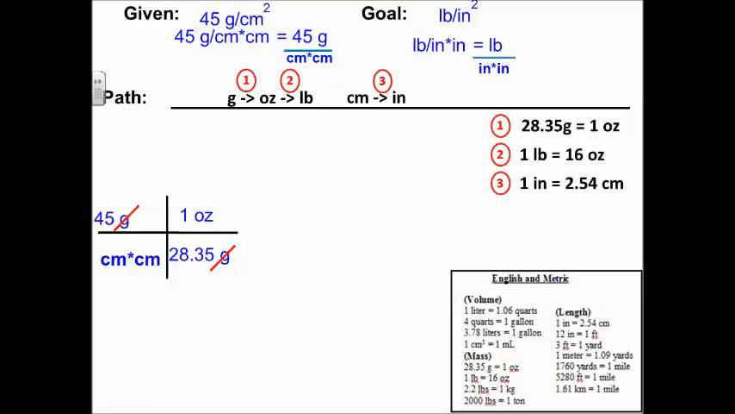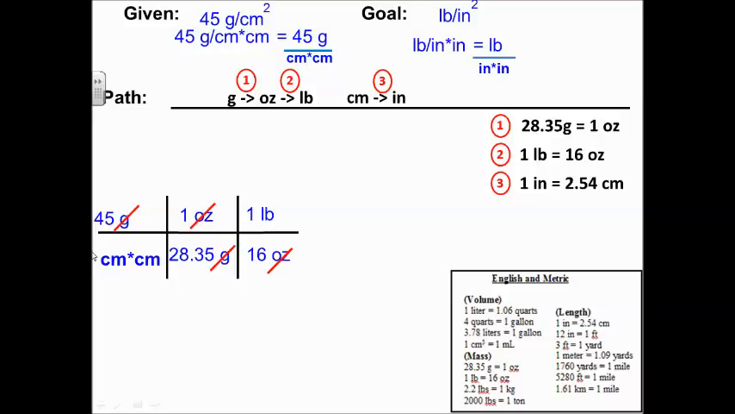Okay, that's great. If we stopped right now, we would be in terms of ounces per centimeter squared. Not what we want. We need to get rid of ounces. So we're going to use our second conversion. And that is 16 ounces are equal to 1 pound. Ounces on top cancel out ounces on bottom. And now the top is good. We wanted to get the top into pounds, and we did that.